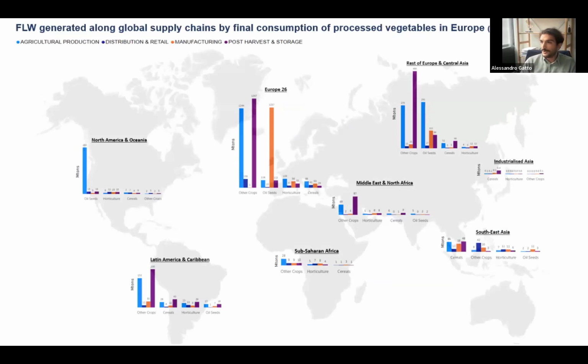To give you an overview of some results, here you see an image that illustrates the global losses generated by the consumption of processed vegetables in Europe. Consumption waste is excluded here because we assume it can only occur locally. So you only see the losses generated from agricultural production down to distribution and retail, and you see that a lot of losses occur in Europe itself, but also in other regions such as the rest of Europe, Central Asia, or Latin America and Caribbean. This framework allows us to understand how our consumption affects the generation of losses and the quality of the losses generated across global regions.